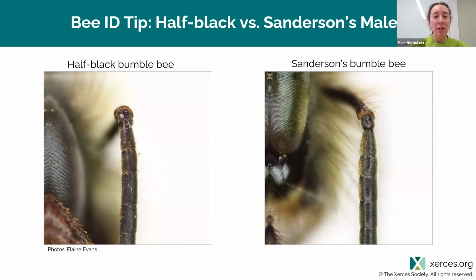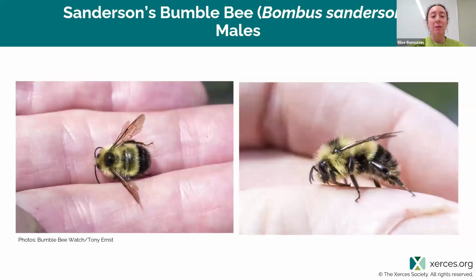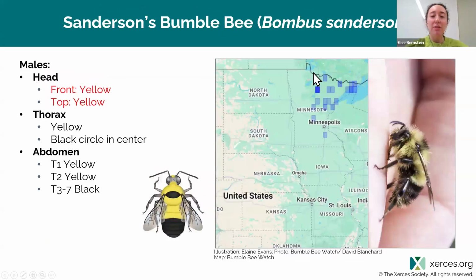Can I add one thing, Jenny, before we jump into perplexing? Yes. You showed those nice maps when we started talking about the half-black bumblebee and Sanderson's bumblebee. Sanderson's bumblebee has a much smaller range. It's found mostly in northern Minnesota. I'm in Minnesota, so that's kind of where I'm thinking of things. So in southern Minnesota, and in other parts of Iowa and into Nebraska, you can think of those as safe zones for the half-black bumblebee. So you really only need to be concerned about looking at the malar space and those antennal segments when you're in Minnesota.